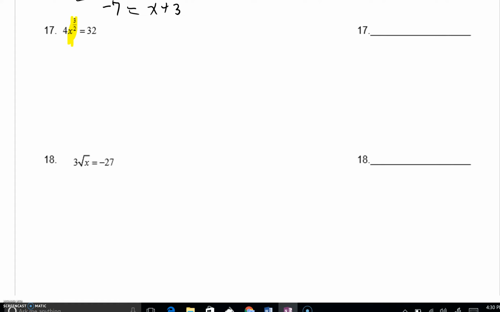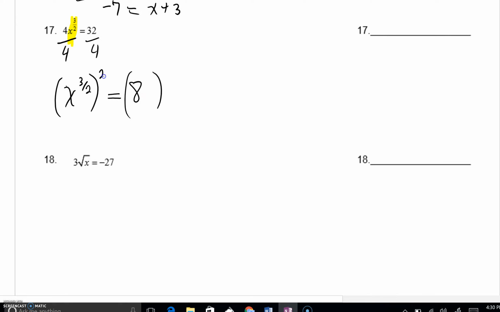First, get x to a power alone. In this regard, we'll divide both sides by 4. We'll be left with x to the 3 halves is equal to 8. Now, what we've been doing to solve this problem is we would raise both sides to the reciprocal power of that exponent. The reciprocal of 3 over 2 becomes 2 over 3. Now, of course, powers to powers get multiplied. The 2 and this 2 would cancel. The 3 and this 3 would cancel, just down to a 1. You just have x.